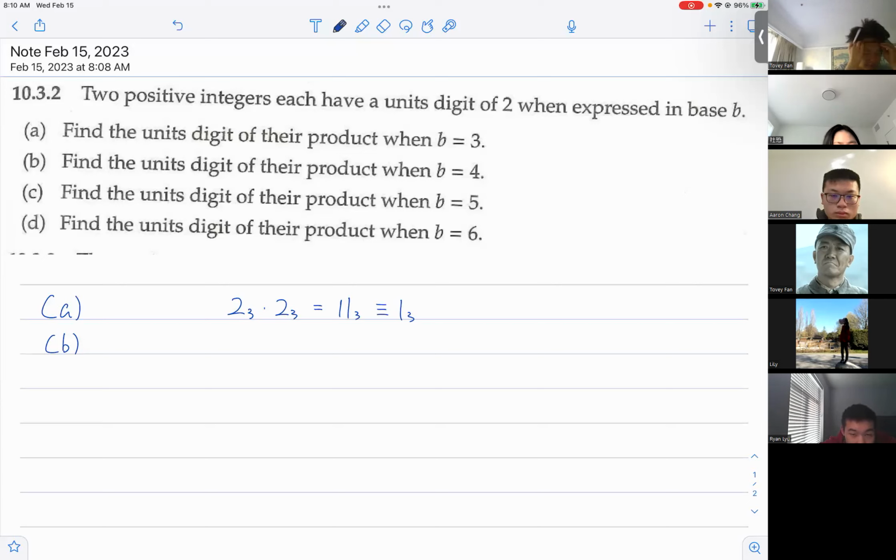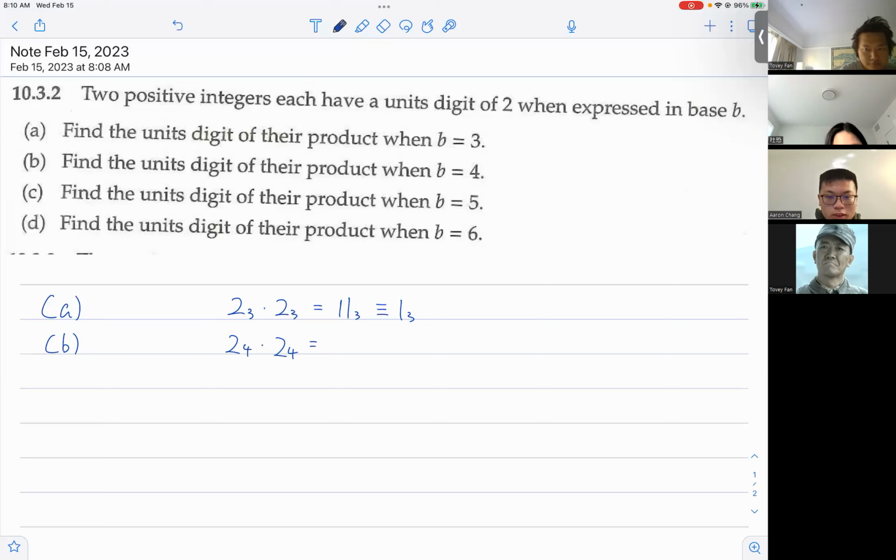Unit digit of the product when B is 4. So 2 integers in base 4. Is it so? This would be 1 0. Yes. And that means the unit digit is 0, right? Good.